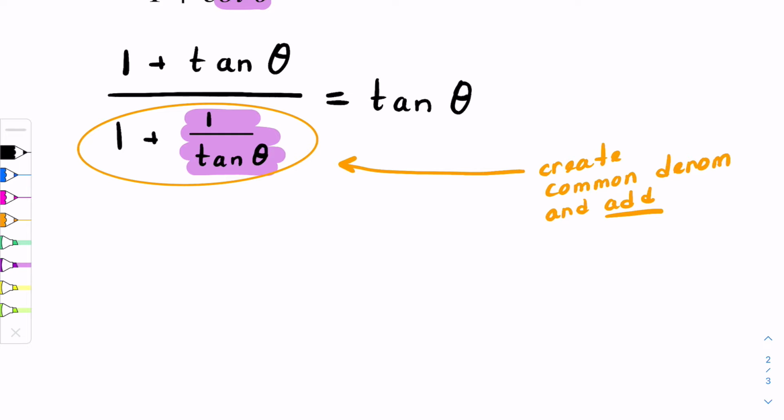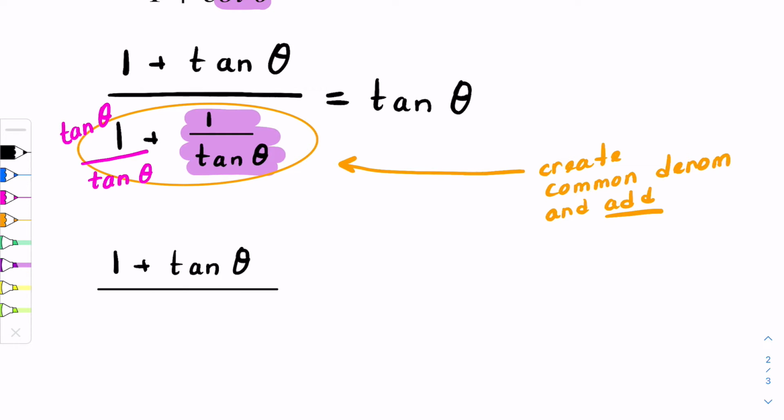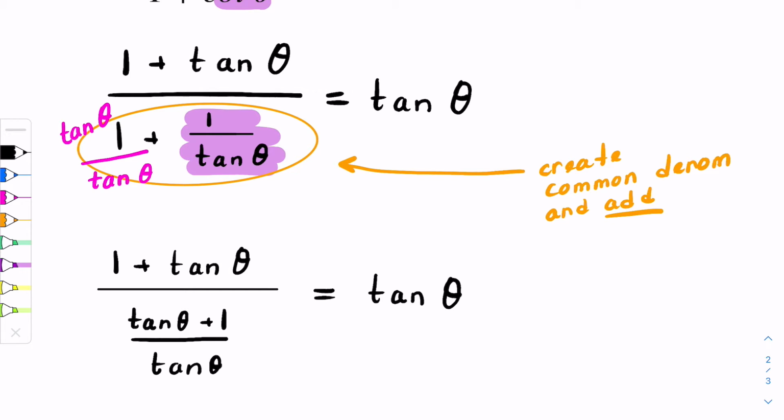So in this denominator, in order to add these together, my first expression, which is 1, is going to have to now have a denominator of tangent of theta, which means I also need to multiply the numerator by tangent of theta. My expression becomes 1 plus tangent of theta divided by my new fraction of tangent theta plus 1, divided by tangent of theta. And that's just from adding my numerators together and then creating a common denominator. And we're proving that this is equal to tangent of theta.